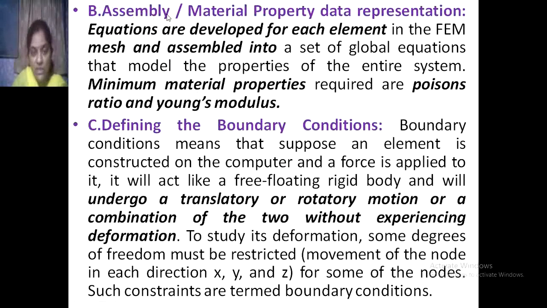Then we have seen the assembly, that is material property data representation. That is nothing but the equations are developed for each element in the finite element method, meshed and assembled to form the set of global equations that model the properties of the entire system. Minimum material properties required are Poisson's ratio and Young's modulus.